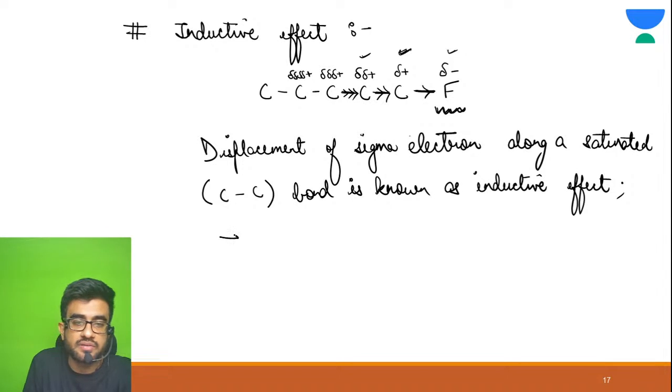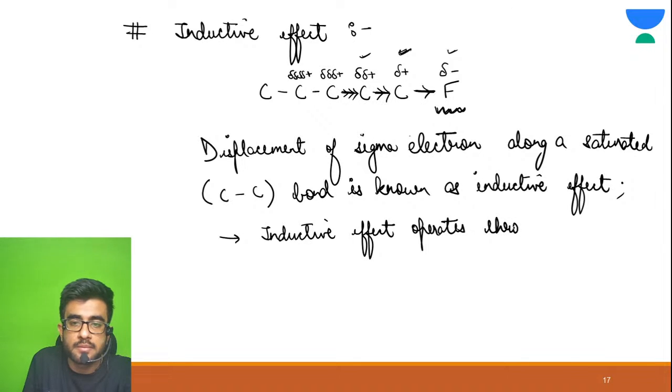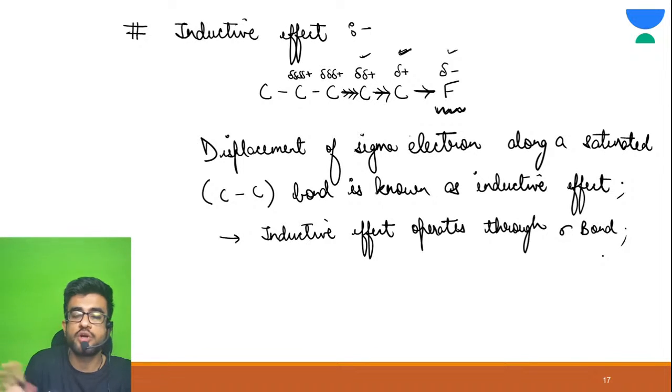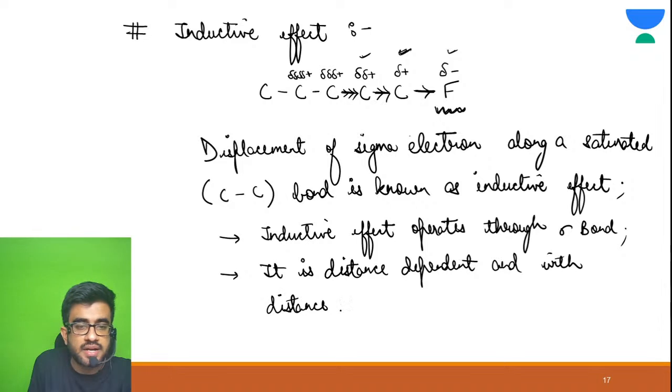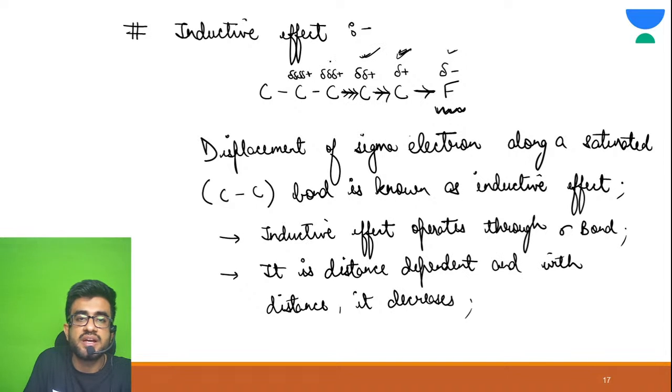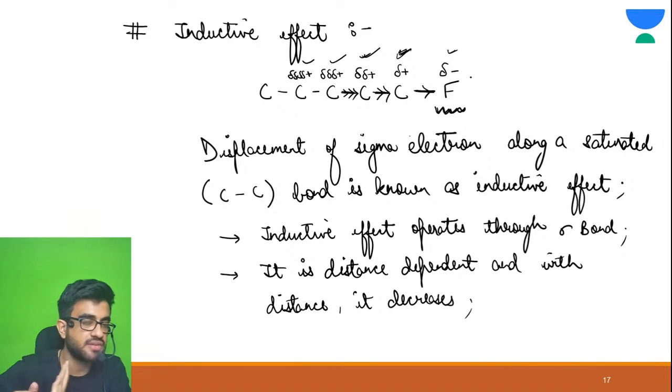Alright. Next point is, inductive effect operates through sigma bonds. Why? Because all the bonds must be what? Single bond. So it operates through sigma bonds. Next point is it is distance dependent, and with distance it decreases. Why? Because in this example also the positive charge is decreasing continuously, because the effect of fluorine is getting minimized as the distance increases.